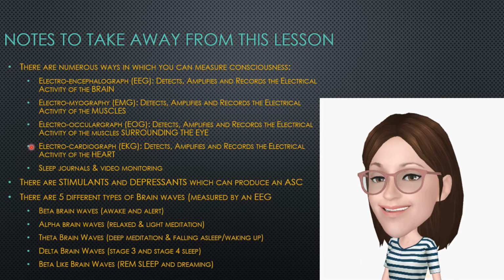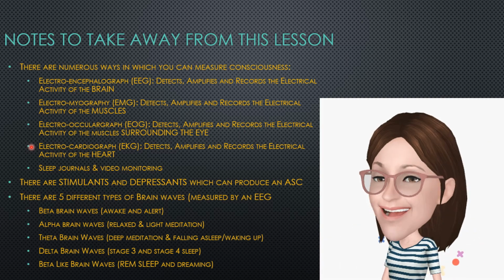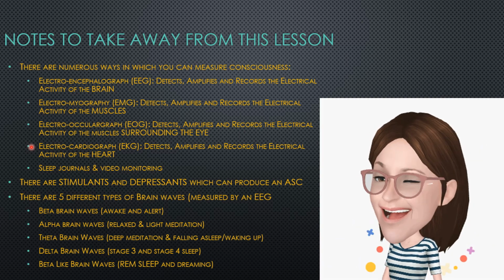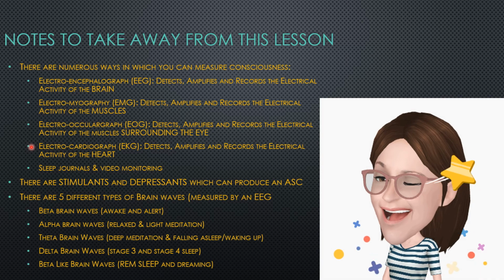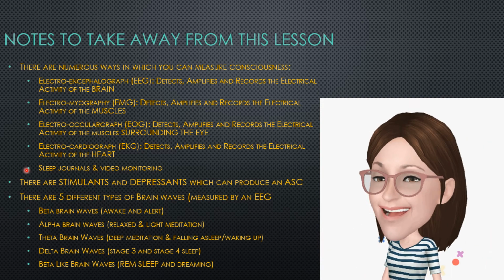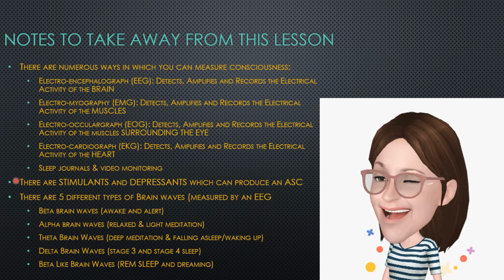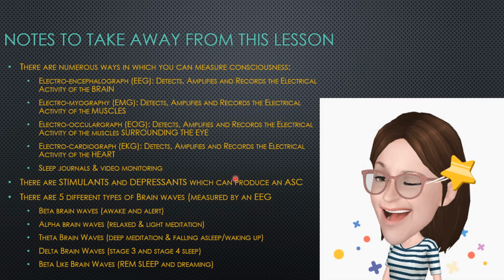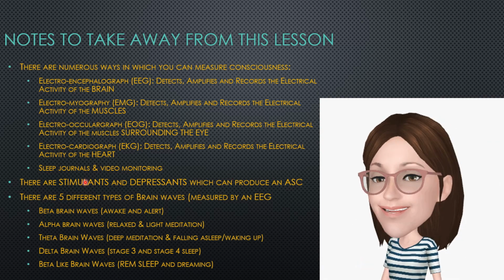The electrocardiograph, which wasn't really mentioned in this PowerPoint, the EKG, sometimes the ECG, depends on where you're living. It detects, amplifies, and records the electrical activity of the heart, which is more commonly associated with pretty much everything else. Sleep journals and video monitoring also measure consciousness. There are stimulants and depressants which can produce an ASC. Stimulants are like your coffee and your caffeine drinks. Depressants are like alcohol and marijuana.